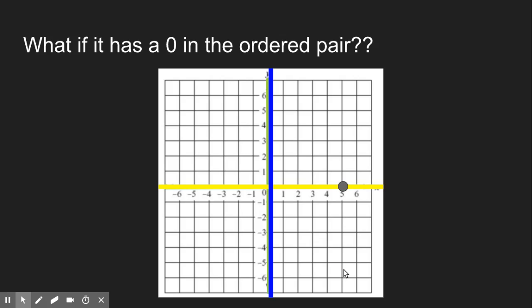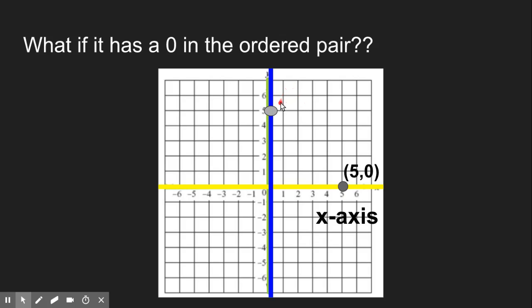So sometimes you might have a time when you have a 0 in your ordered pair. For instance, this coordinate here, it's on the x-axis. We would write that coordinate pair as 5, 0 because we go to the right 5, but then we don't go up or down, so my y is 0. We would simply say it's on the x-axis. We don't put it in a quadrant. We just say it's on the x-axis.